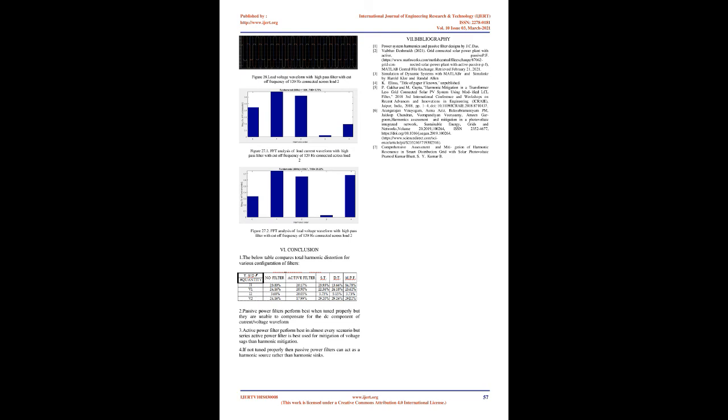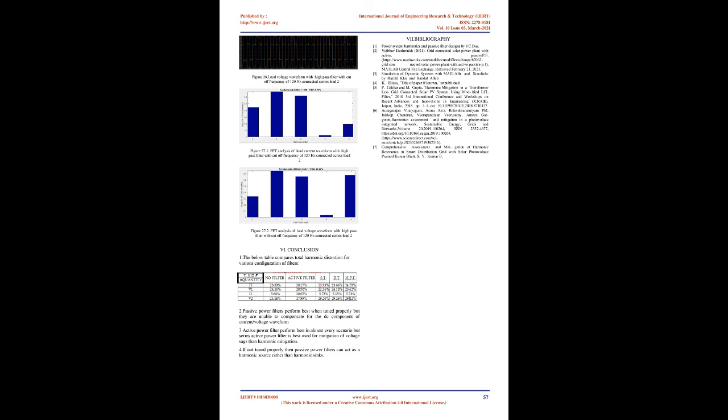The single-tuned filter connected across load 1 is tuned for the 5th harmonic frequency, while the double-tuned filter has been tuned for the 5th and 7th harmonic. The high-pass filter connected across load 1 has a cut-off frequency of 180 Hz or 3rd harmonic. The single-tuned filter connected across load 2 is tuned for the 2nd harmonic, while the double-tuned filter is tuned for the 2nd and 5th harmonic. The high-pass filter connected across load 2 has a cut-off frequency of 120 Hz or 2nd harmonic.